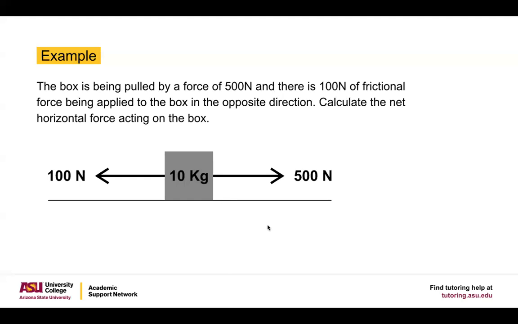A box is being pulled by a force of 500 newtons and there is 100 newtons of frictional force being applied to the box in the opposite direction.